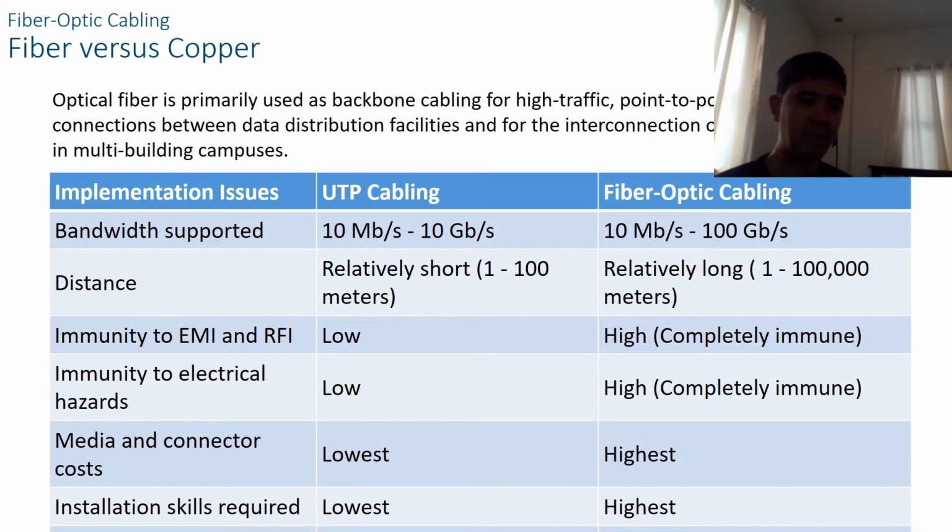To sum it up, fiber can provide a much higher bandwidth and can cover a longer distance as compared to twisted pair or coaxial. But twisted pair is the cheapest and easy to install. Based on what we've discussed, each of these types of cable has advantages and disadvantages.